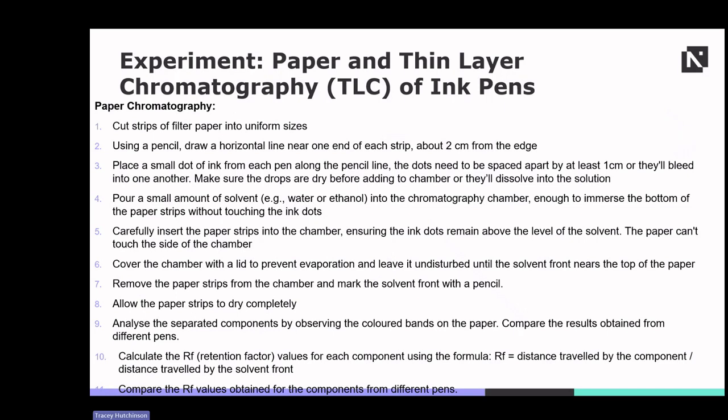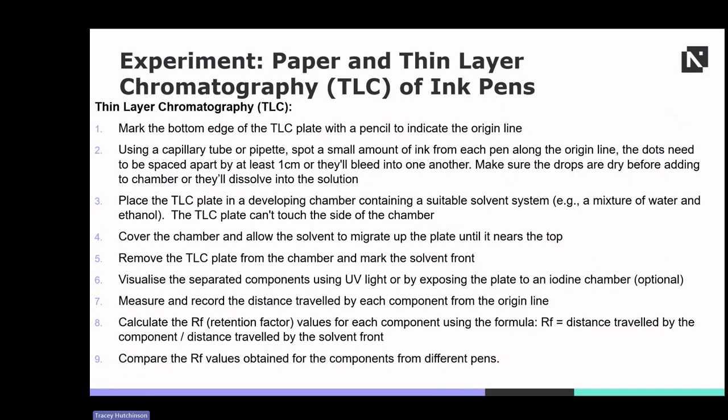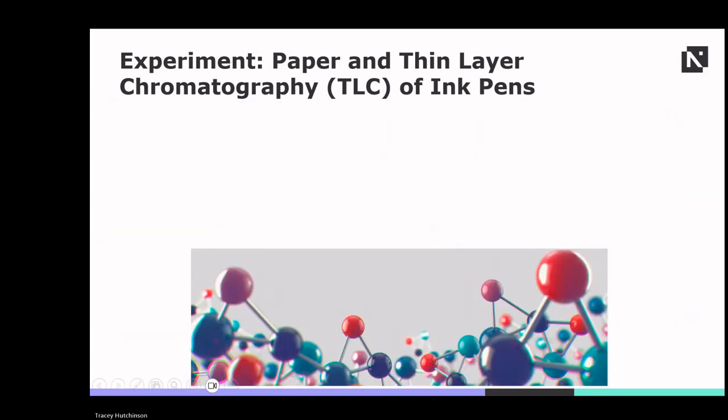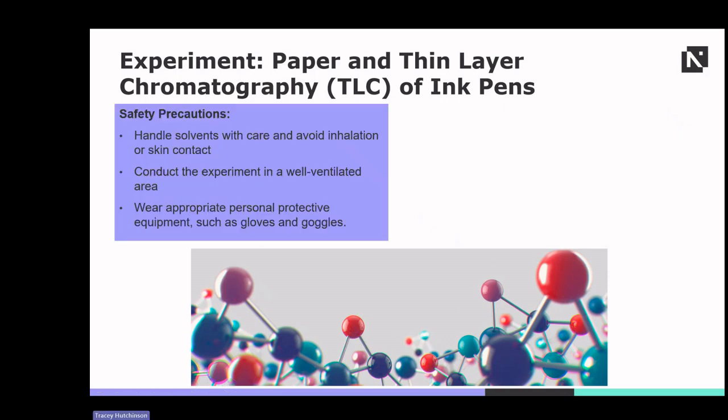So that's paper chromatography. But you could also do a thin layer chromatography or TLC. So again, more detailed step-by-step instructions are on the screen. But to summarise, you're going to mark TLC plates and spot ink samples, develop plates in a solvent chamber and visualise components. Calculate RF values for each component. So remember, there always should be safety precautions taken into account, such as handle solvent carefully, work in a well-ventilated area, and wear gloves and goggles.